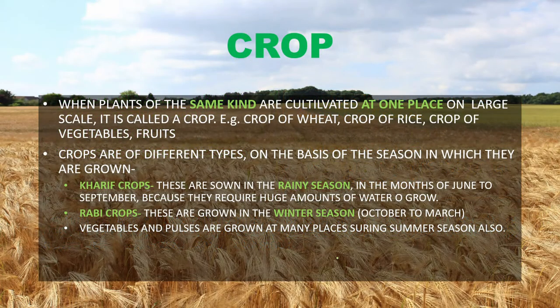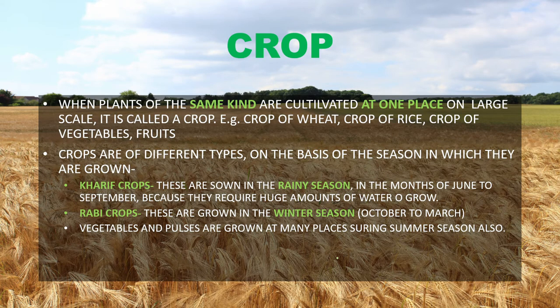We should also know what is a crop. When plants of the same kind are cultivated at one place on a large scale, it is called a crop. Example, crop of wheat, crop of rice, crop of vegetables, fruits, etc.